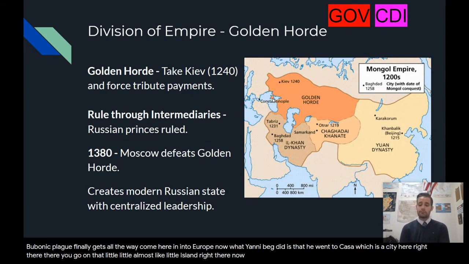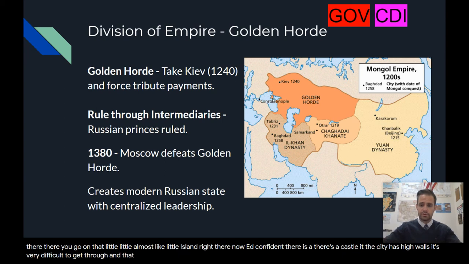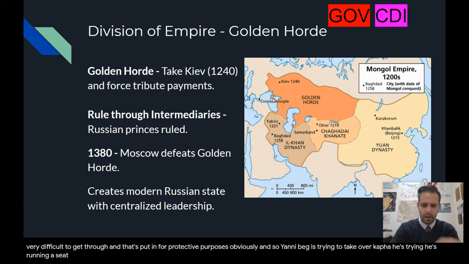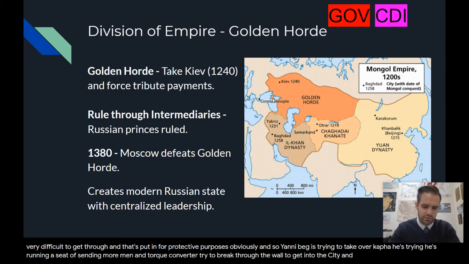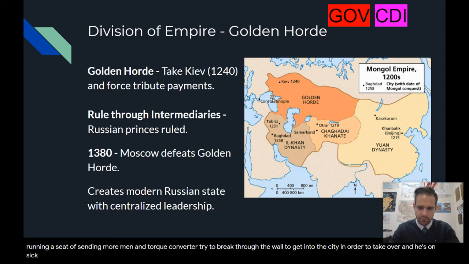Now, at Kaffa, there's a castle. The city has high walls. It's very difficult to get through, and that's put in for protective purposes, obviously. And so Jani Beg is trying to take over Kaffa. He's running a siege. He keeps bombarding the wall. He keeps sending more men in order to try to break through the wall to get into the city in order to take over. And he's unsuccessful.